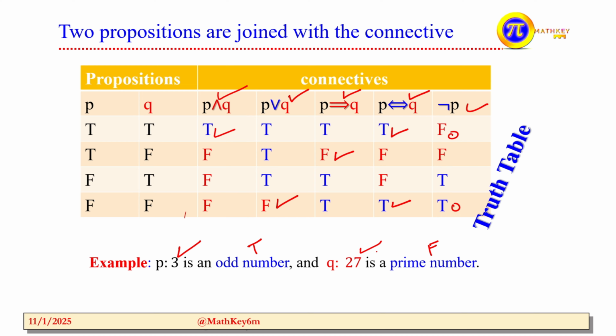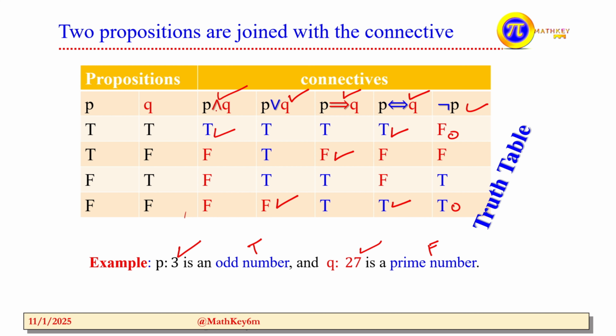Negation of Q: Q is false, so it becomes what? True. So in this way we can work out various other examples using our logical connectives that we discussed: conjunction, disjunction, implies, and biimplies, as well as negation. The way of expressing them is using a table.